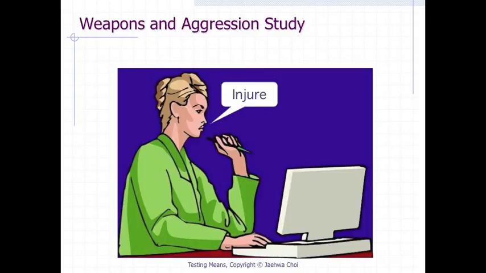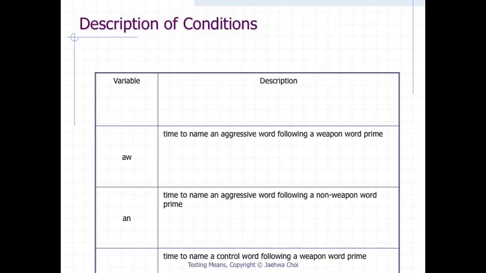For each subject, the mean reading time across words was computed for these four conditions. The four conditions are described in this table. AW is the time to name an aggressive word following a weapon word prime. AN is the time to name an aggressive word following a non-weapon word prime. CW is the time to name a control word following a weapon word prime. And CN is the time to name a control word following a non-weapon word prime.